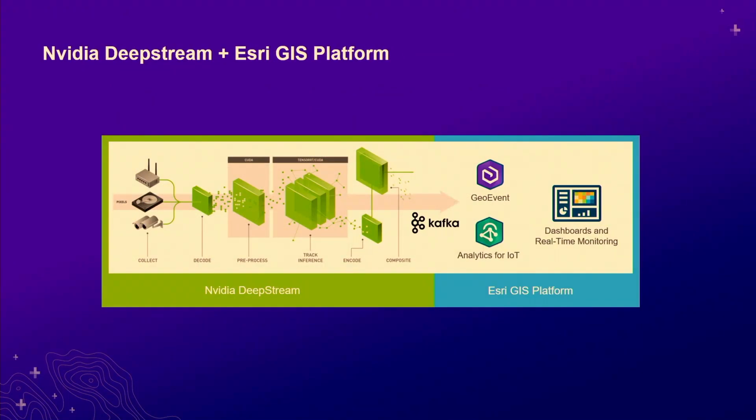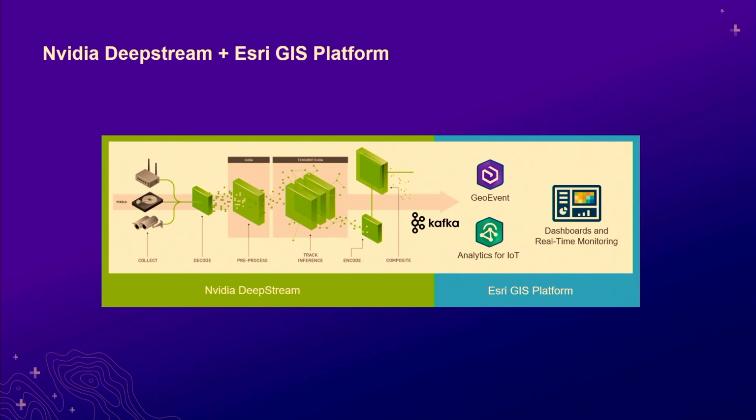We've recently been working with Nvidia on a product that they have called DeepStream. This is a platform that allows you to do real-time streaming video analytics and deep learning. We've spent a lot of time with them coupling this platform with the Esri GIS platform. Here's a basic diagram of the flow of data as it goes right now.